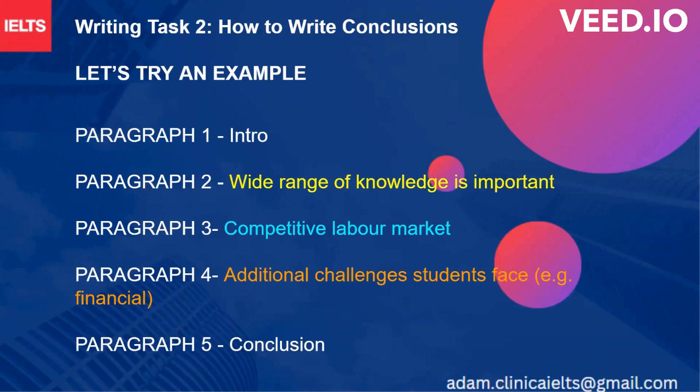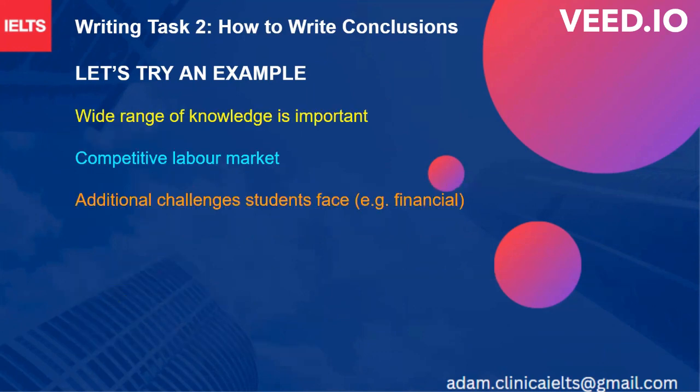So in this example, let's suppose we use paragraph 2 to discuss why a wide range of knowledge is important. Paragraph 3 talks about the competitive labor market, and paragraph 4 talks about the additional challenges students face, for example, the financial challenges. Imagine we've written all our main paragraphs, and then it comes to the conclusion. In the conclusion, we need to summarize these points that we've discussed in the main paragraphs.